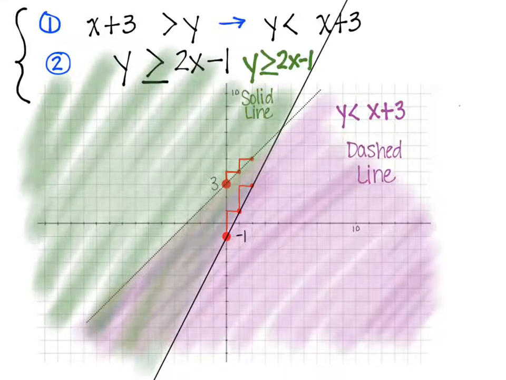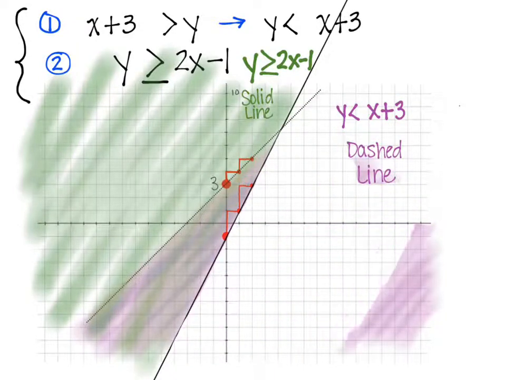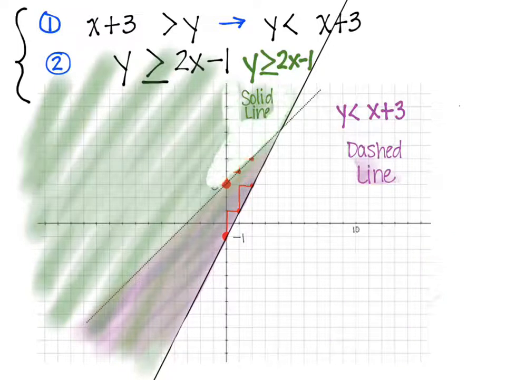And again, this is a solid line because it's got the equal to. This is a dashed line because it doesn't have it. So now we're going to look at where it overlaps. Well, it overlaps right here. So we're going to erase all of that purple, and we're going to erase all of the green.